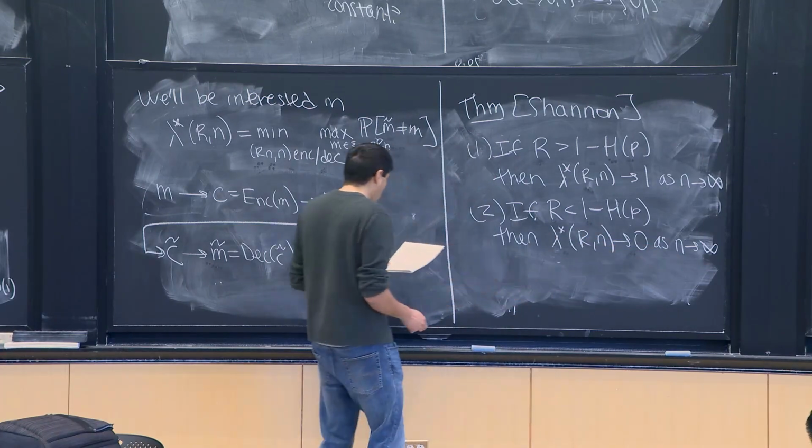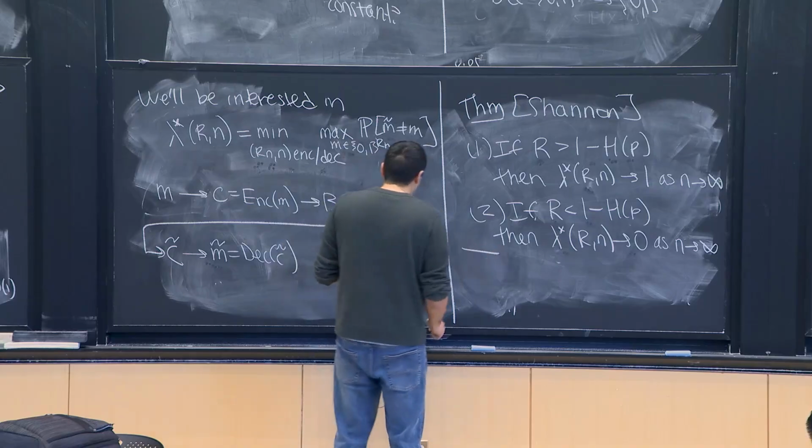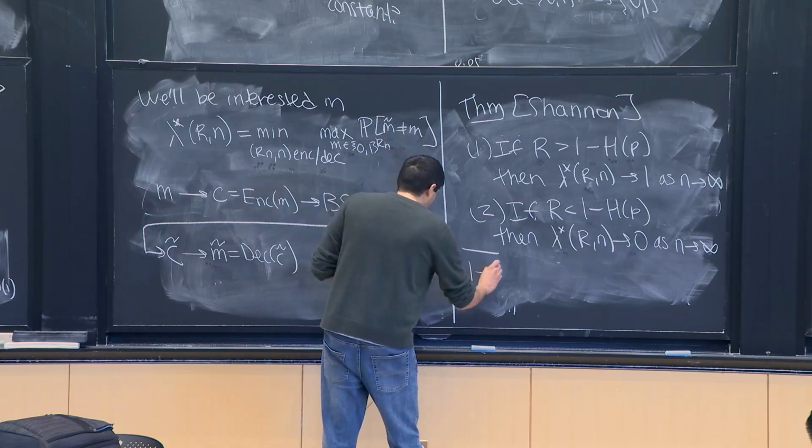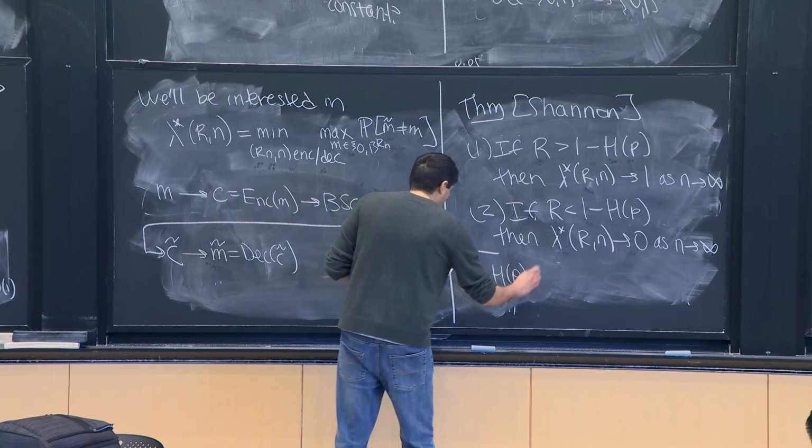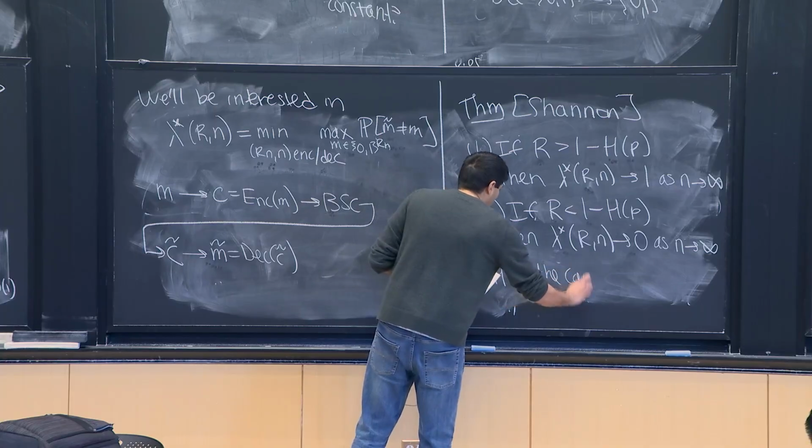So this is a really striking theorem, because usually the terminology is that you call 1 minus entropy of p the capacity.